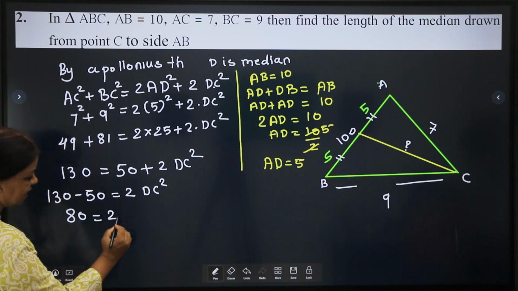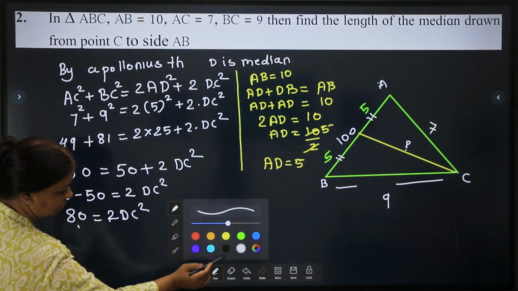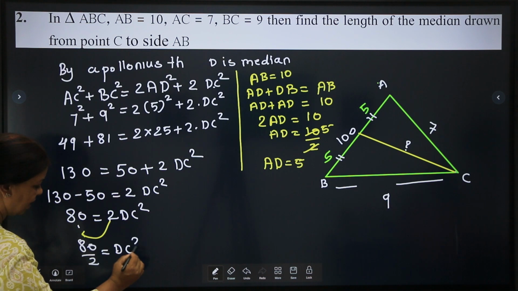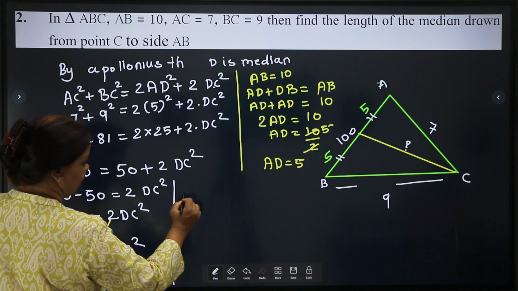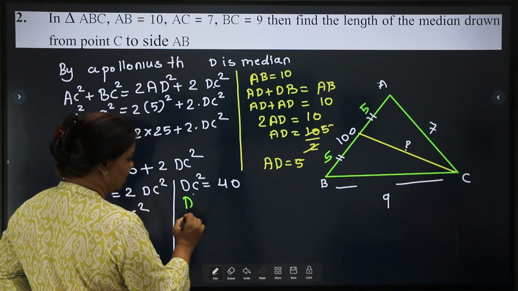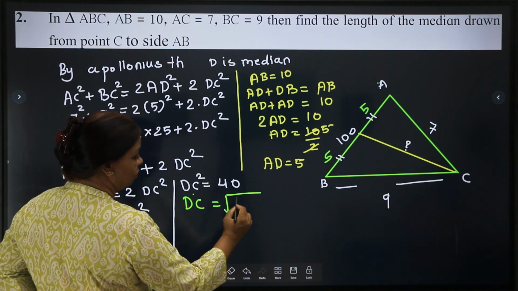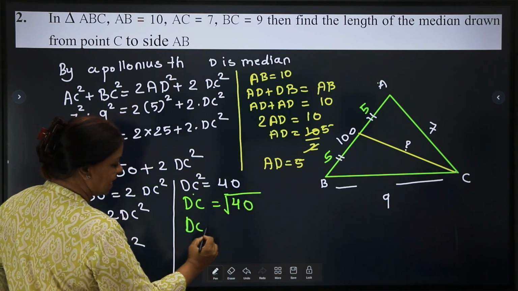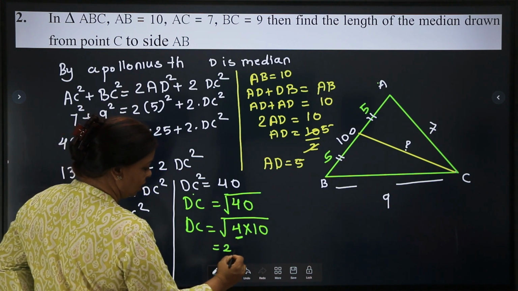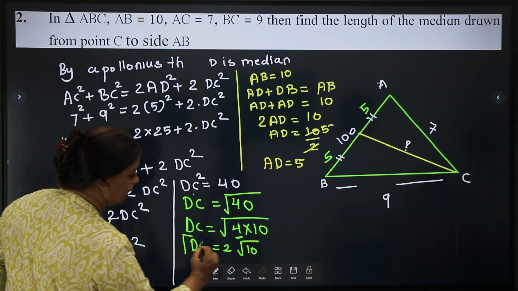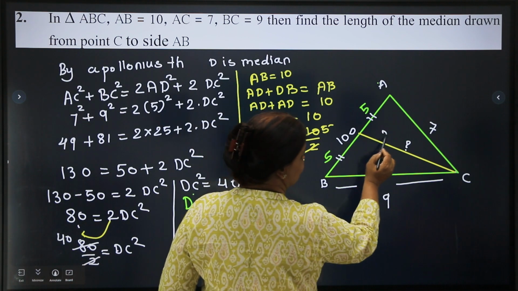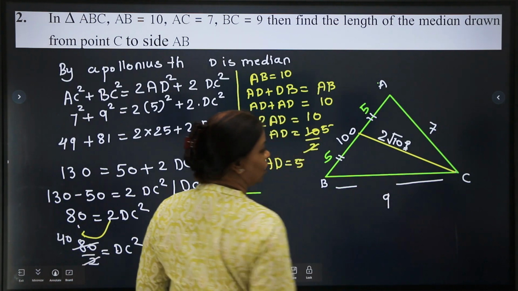So 80 is equal to twice DC square, but the 2 will come down because it is multiplied, and we will be getting 80 upon 2, which is equal to DC square. Divide it, it will be 40. So DC square is equal to 40. Now if we remove the square, we have to place the square root on the other side, root 40. So DC can be written as root of 4 into 10. Square root of 4 will be 2, but 10 will remain inside. So DC value is 2 root 10. So we got the median length, that is 2 root 10. Let's write it here. The median length is 2 root 10. You can pause the video, children, and you can solve this.